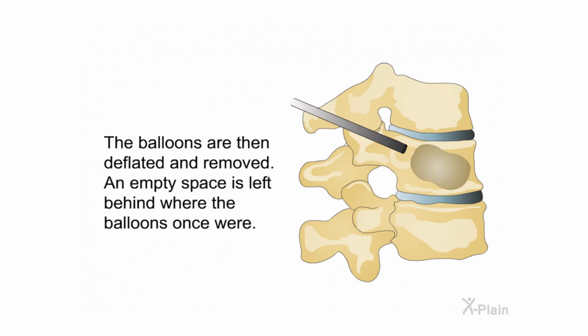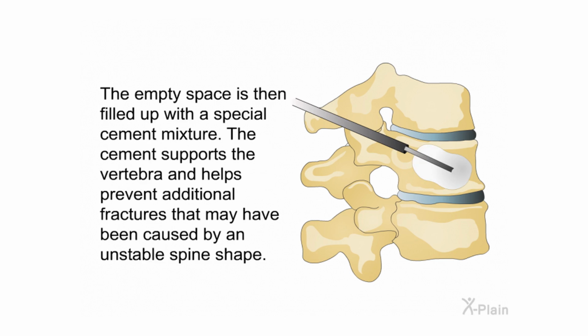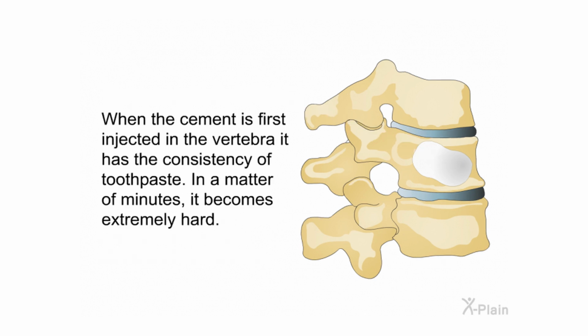The balloons are then deflated and removed. An empty space is left behind where the balloons once were. The empty space is then filled up with a special cement mixture. The cement supports the vertebra and helps prevent additional fractures that may have been caused by an unstable spine shape. When the cement is first injected into the vertebra, it has the consistency of toothpaste. In a matter of minutes, it becomes extremely hard.